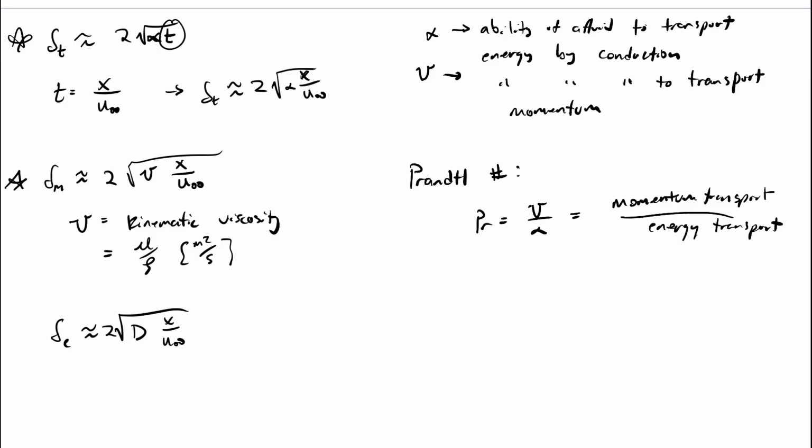Water, sort of in the middle. Air, sort of in the middle again. Oil, for sure, right? Oil is a pretty good insulator, but it's a really viscous fluid. So you can see how you have these different fluids that can line up that way.